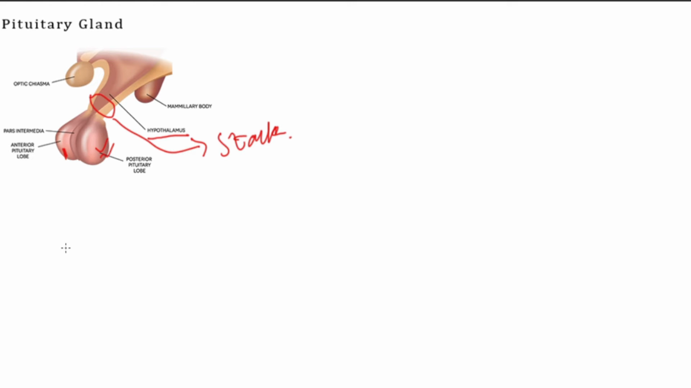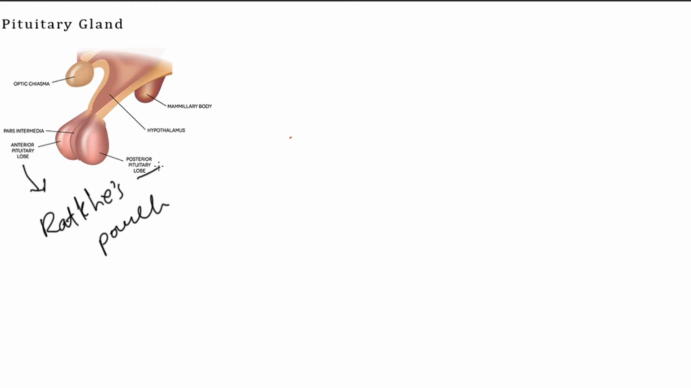Now the embryological basis of the anterior and posterior pituitary gland is different. For the anterior pituitary lobe we have Rathke's pouch. For the posterior pituitary lobe we have the neuronal tissue outgrowth of the hypothalamus itself. Since they have different embryological bases, they have different types of cells making them, and that's why they have different types of hormonal secretions.